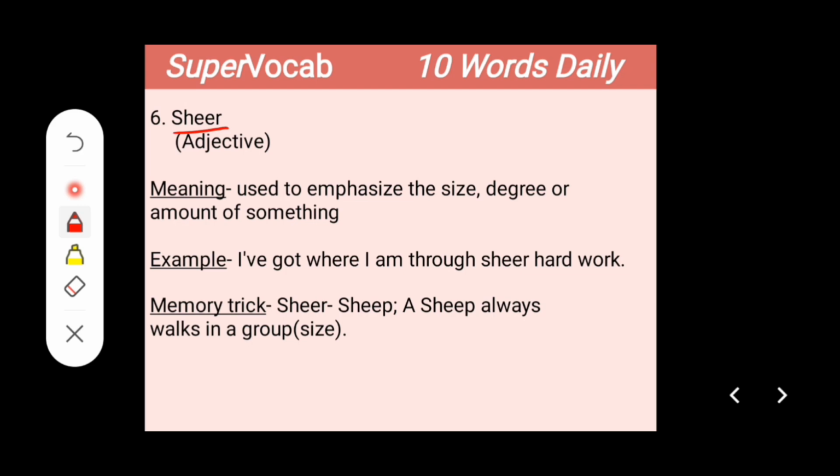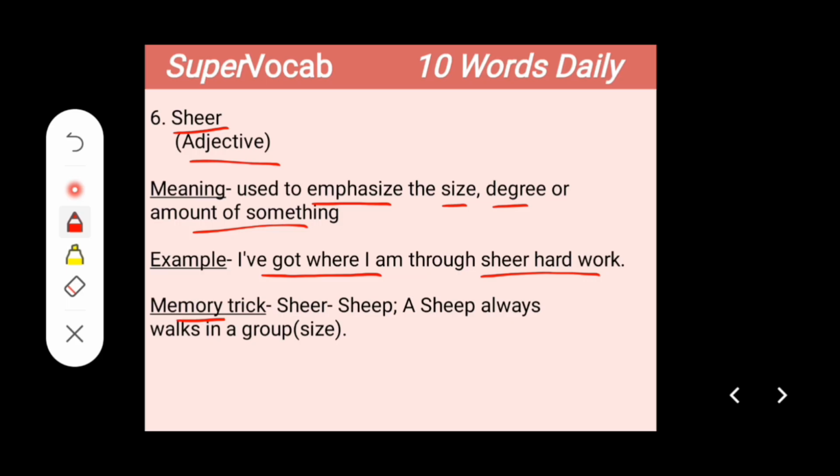Next word is sheer. Sheer is an adjective and it is used to emphasize the size, degree or amount of something. So when you want to say that something is huge and something is really considerable, so we use sheer. So let's take a look at the example. I have got where I am through sheer hard work. So this means that I have done a lot of hard work to reach where I am today.